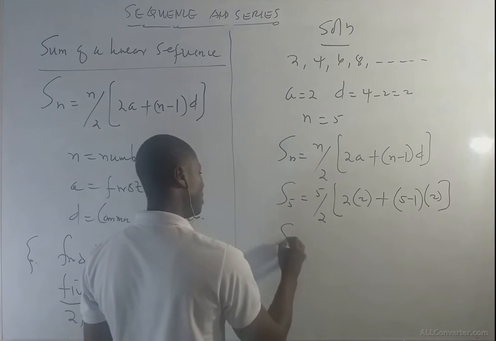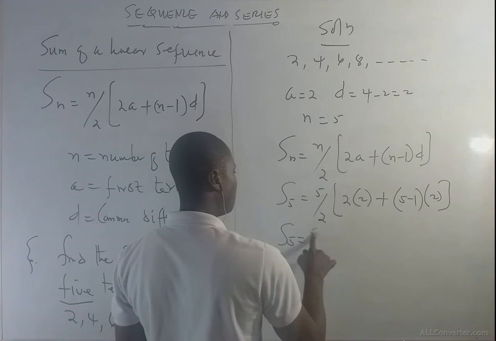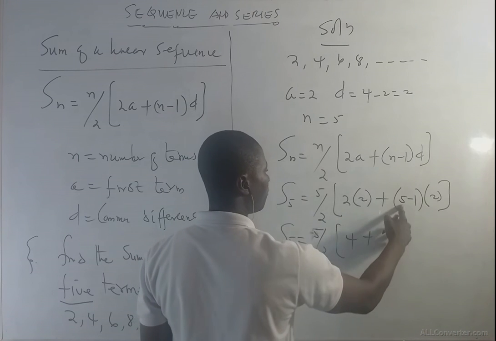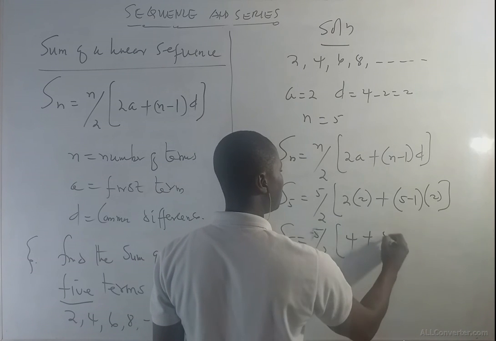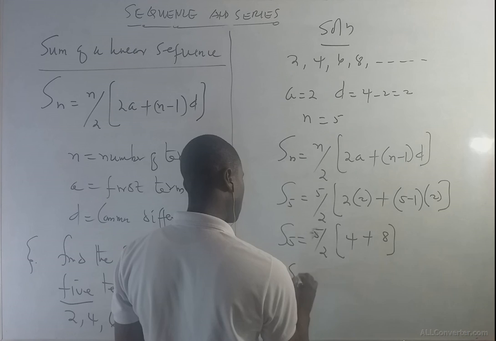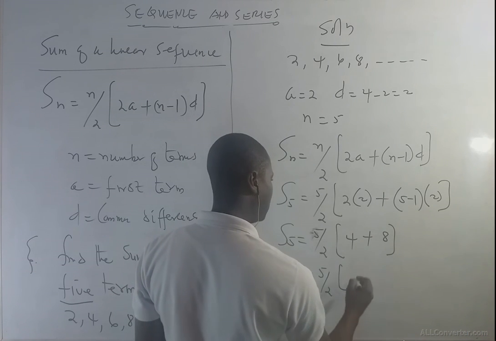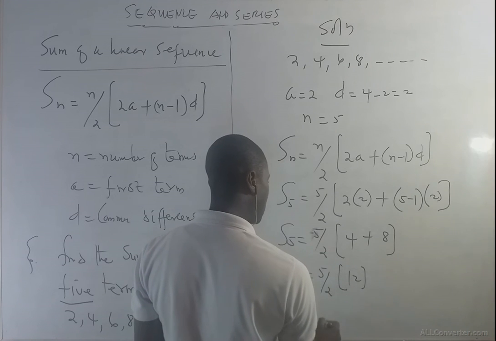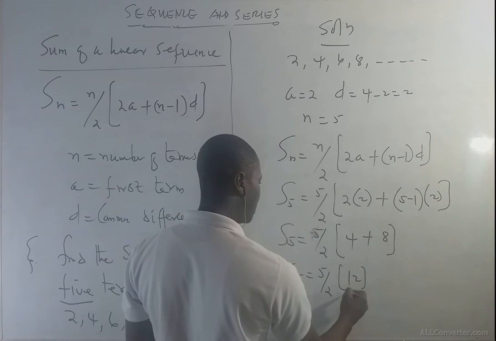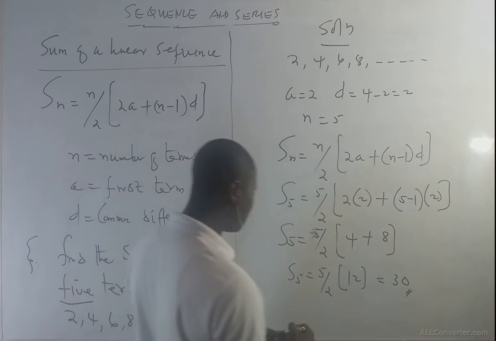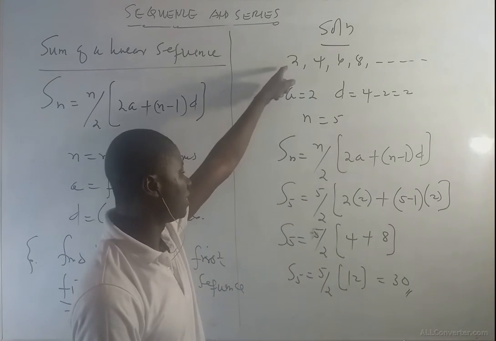Okay, so S5 will be 5 over 2. 2 times 2 gives us 4. 5 minus 1 is 4. 4 times 2 gives us 8. And S5 will be equal to 5 over 2 times 4 plus 8, which gives us 12. Now, 2 goes into 12 6 times, and 6 times 5 gives us 30. So the sum of the first 5 terms of this sequence is equal to 30.